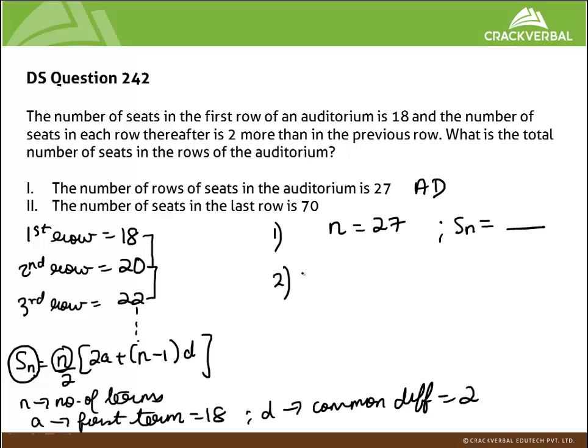The second statement tells us that the number of seats in the last row is 70. So again, if the number of seats in the last row is 70, we can definitely find out the number of rows, which is n. We already have the information about the first term, which is 18, and the common difference, which is 2. So the second statement is also individually sufficient. So the answer is D.